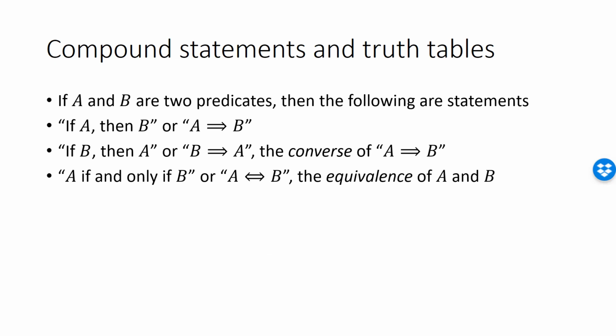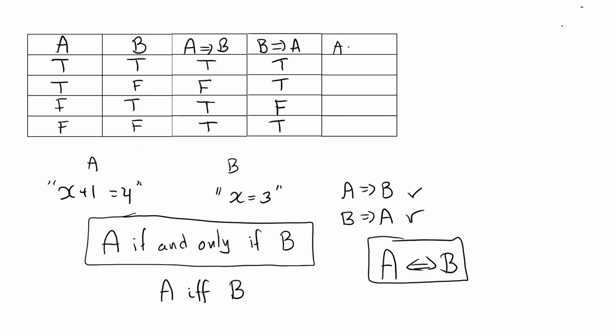The truth table for an equivalence is then as follows. Both the implication and its converse must be true, and we see that the equivalence is true in these two cases, but false in these two cases. We also see that A is equivalent to B is true when A and B have the same truth values, either both true or both false. But the equivalence is false if A and B have different truth values.